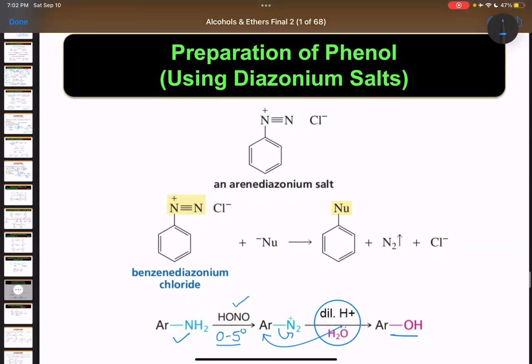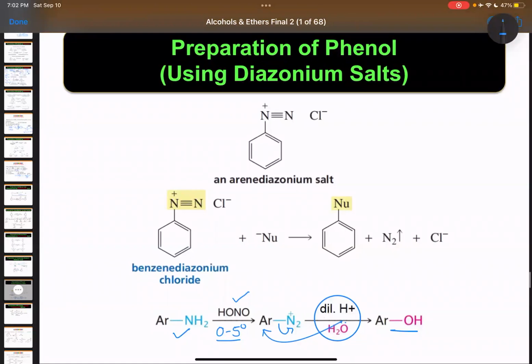Any doubts in this? Benzene diazonium salt. Any step which needs explanation, the formation? This we actually did in the aryl halide chapter also. But if you want, I can explain it to you. Clear?